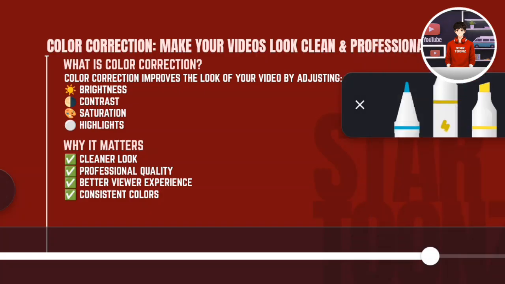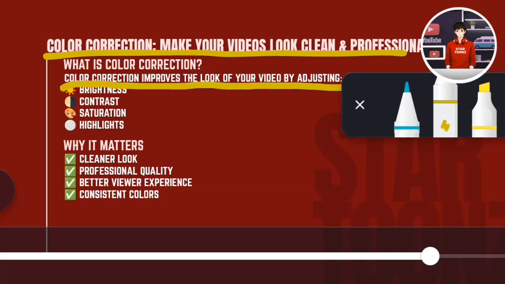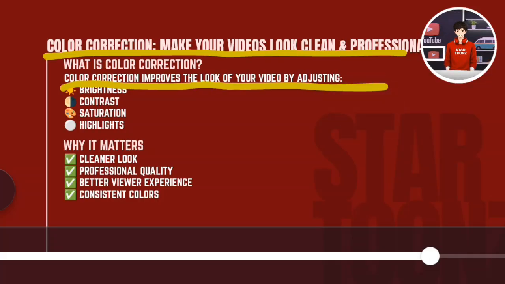Color correction is one of those editing skills that viewers often don't notice directly, but they definitely notice when it's done badly. Imagine watching a video that's too dark. You struggle to see what's happening. Or maybe the colors are so bright that everything looks fake. These small issues reduce the overall quality of the viewing experience. Color correction helps solve those problems.